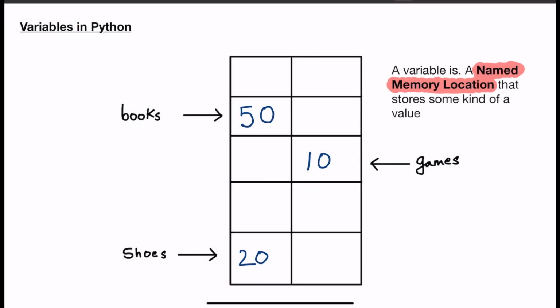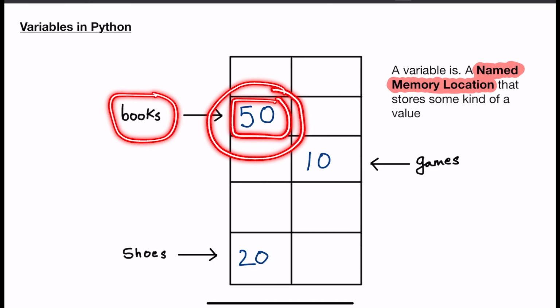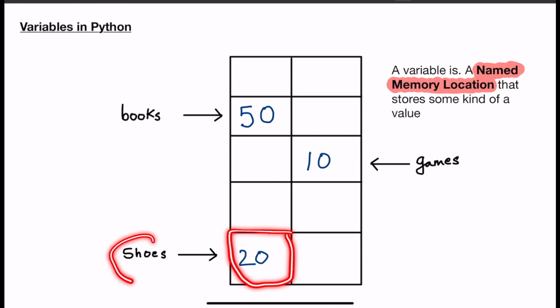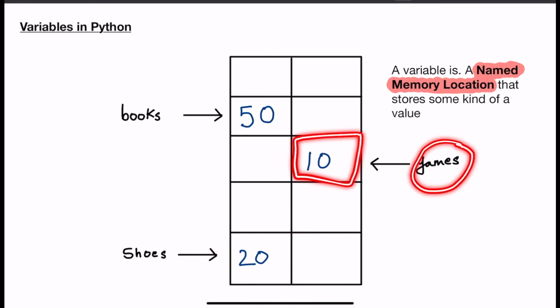Alright guys, so let's talk about variables in Python. This is a very, very important topic. So before we get into the technical stuff, let's just imagine a wardrobe. Let's imagine that this thing that you see right here is a wardrobe and it has a lot of shelves or compartments. In this wardrobe, we have 3 particular compartments in which we've stored some stuff, right? We've stored about 50 books in this particular compartment. We have stored 20 shoes in this particular compartment, and we have stored 10 games in this particular compartment.